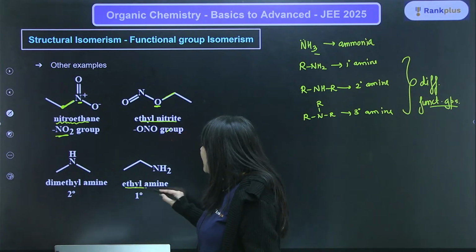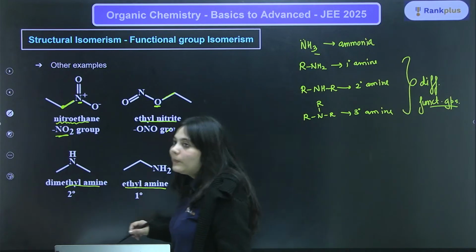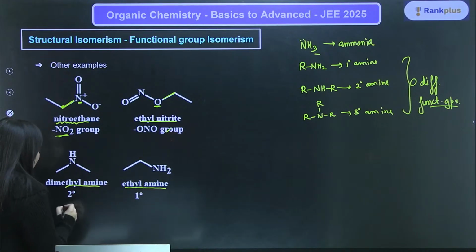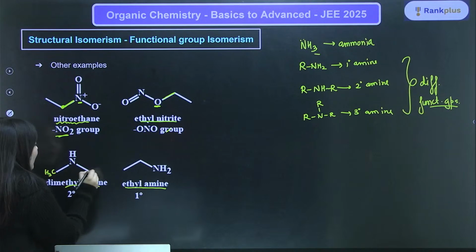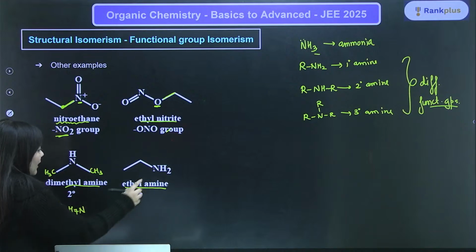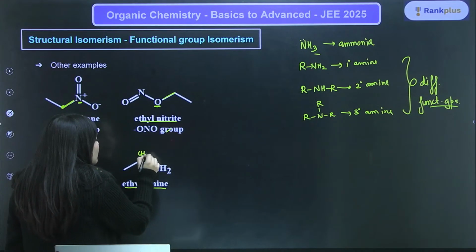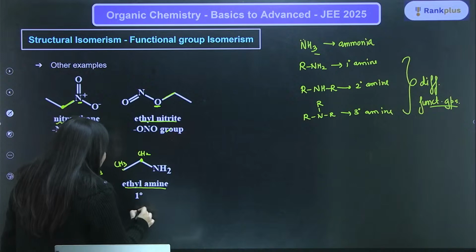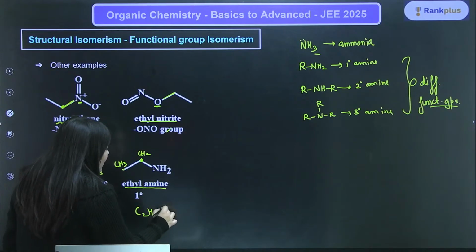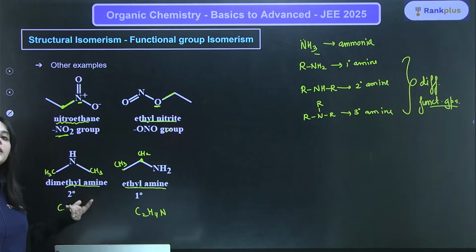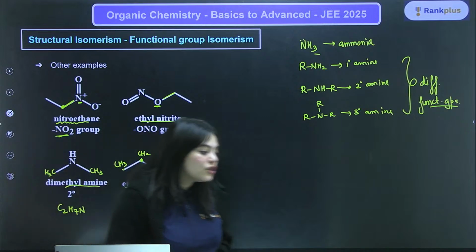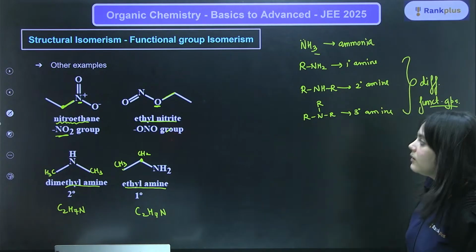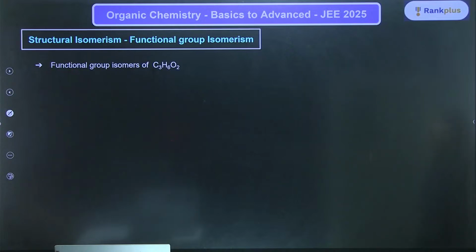For example, ethyl amine and diethyl amine. What would be their molecular formula? Here it would be CH3, here it would be CH3, so it would be C2H7N, right? Here it would be CH2 and CH3, so it would be C2H7N here also. So both of them actually have the same molecular formula, but the functional groups are different. Primary and secondary amines are actually different functional groups. Understood? This is a very major distinction which students often get wrong.